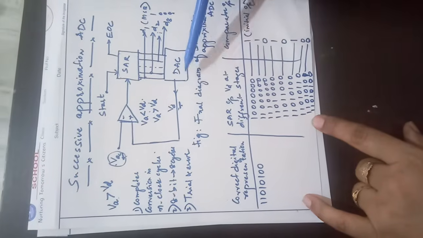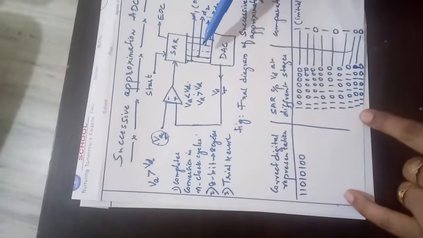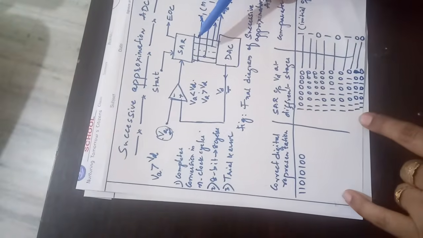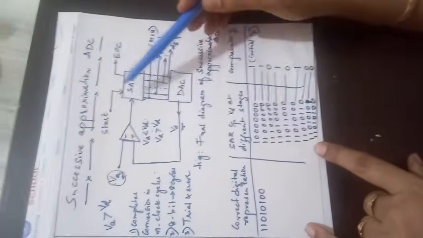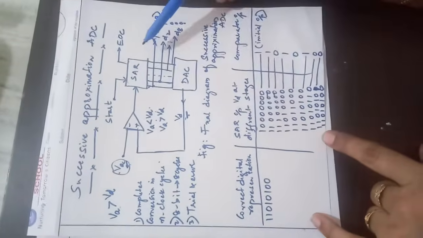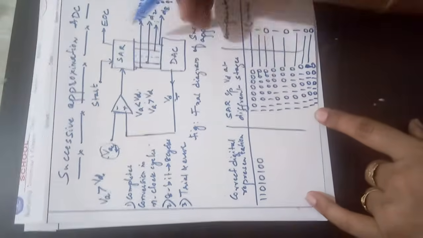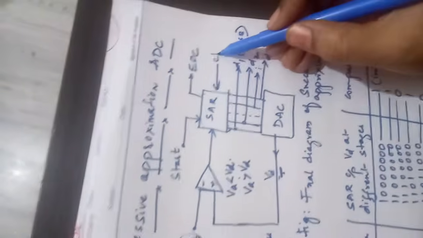this analog to digital conversion totally depends on the trial and error method, and it is going to take n number of cycles for the conversion. Like in this example, I have taken an 8-bit ADC. So in order to convert the analog signal into digital, it takes 8 clock cycles. So from here we are going to give the clock pulses.